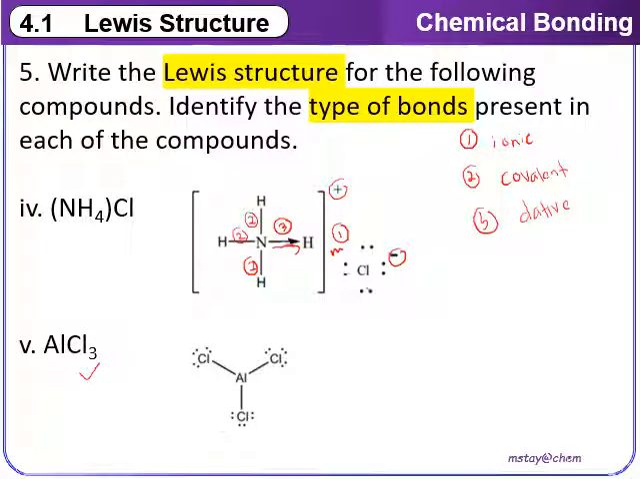All these are sharing electrons, and we don't see any arrow, so all these are covalent bonds.